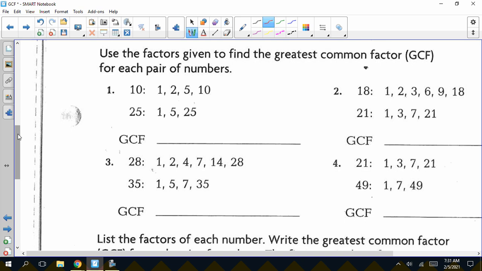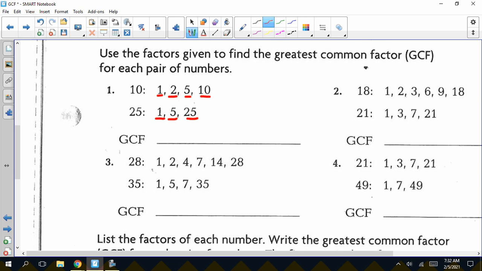So for 10, it would be 1 times 10 and 2 times 5. Okay, 3 doesn't work, 4 doesn't work, and 5 is already in your list, so that's why your list is done there. For 25, there's only 3 factors. It's 1 times 25 and 5 times 5. If it's a double like that, you only have to list it once. So 5 times 5. There are not any other numbers that multiply to give us 25. So once we get to that double, we know we're done.